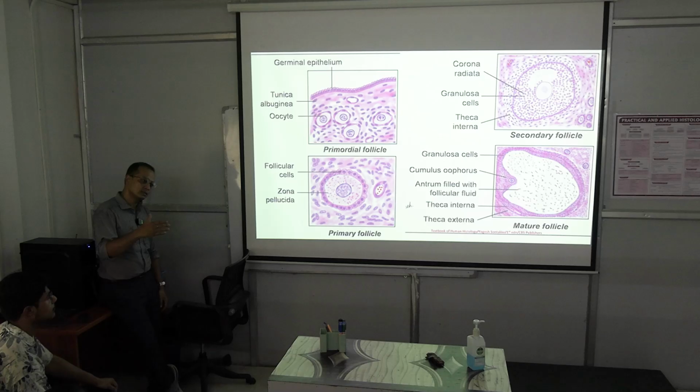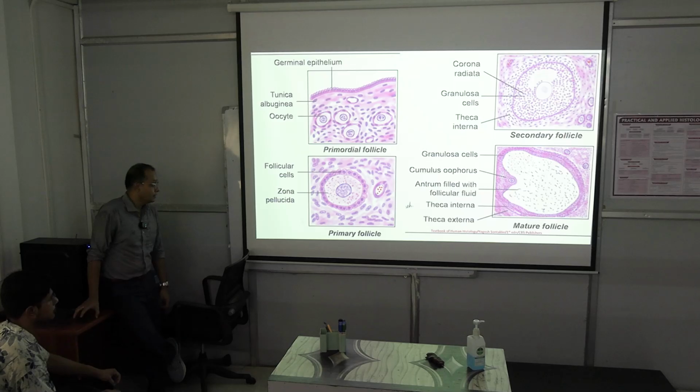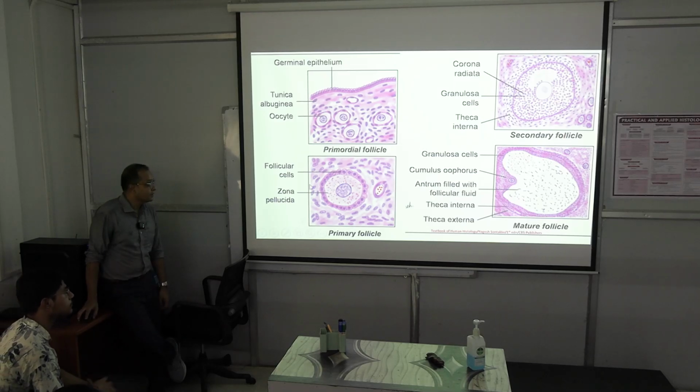So the same follicular cells that become granulosa cells, that same granulosa cells become theca cells, and theca cells become external theca and internal theca. The internal theca is vascular, the external theca is avascular, less vascular. Now this internal theca eventually becomes the hormone producing cells, which secrete progesterone and estrogen, right. Now what happens after this?